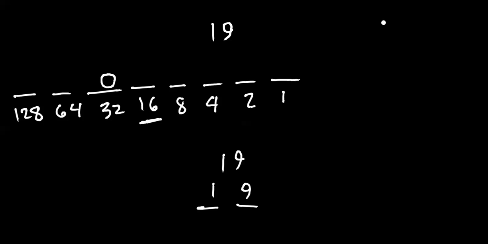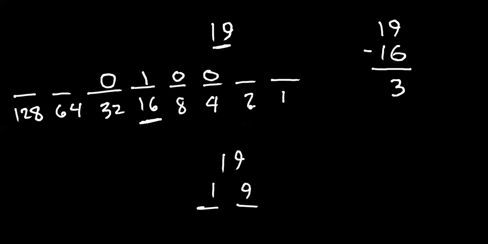So if we do 19 minus the largest number that is either equal to or less than the number that we're looking for, which is 19, we're going to do a subtraction here. So 19 minus 16 is going to leave us 3. So we're going to put a 1 in the 16 spot. 8 is larger than 3. We can't do that. 4 is larger than 3. We can't do that. So these guys are both going to have zeros.